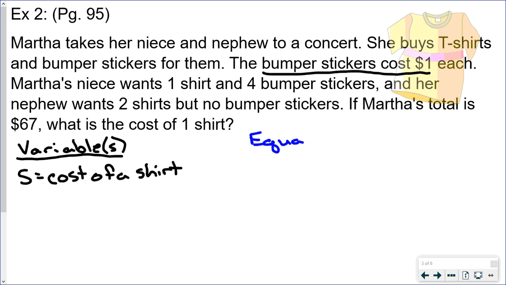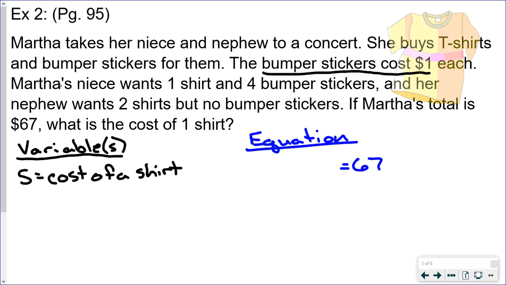In equations, I always like to start with the end. What do I mean by that? Well, in an equation, you're going to have some situation here that's described, and it's generally going to be equal to some value. So I like to figure out, what is this whole thing equal to? So if you look here, it says if Martha's total is $67, that's the result of this whole situation, is the $67. I'm going to start with that, and then I'm going to fill in this piece just by writing the information that they give me.